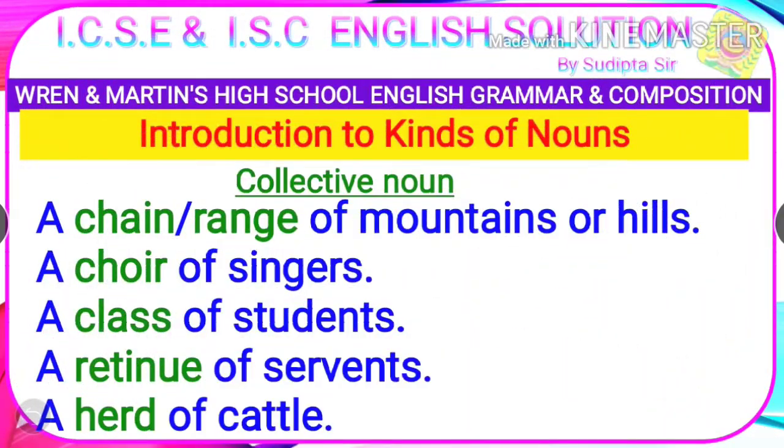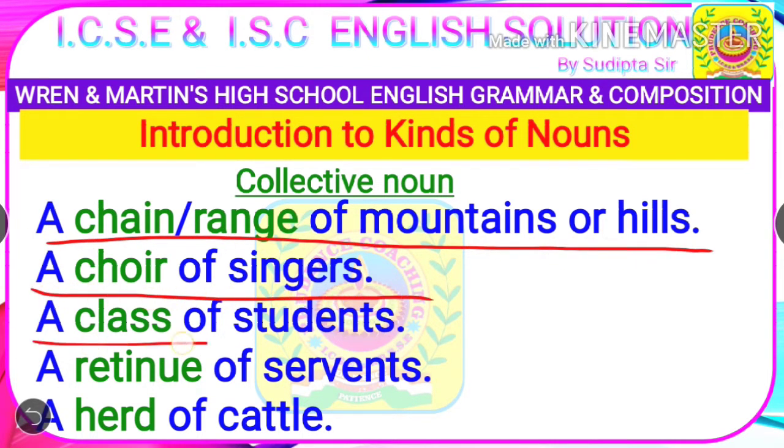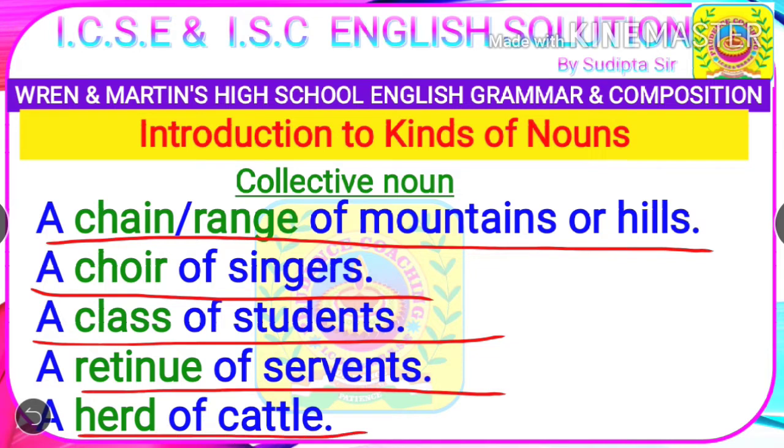Next, there are other examples like a chain or range of mountains or hills, a choir of singers, a class of students, a routine of servants, a herd of cattle. So these are some of the examples of collective nouns. There are so many collective nouns in this world. In the next video, we'll discuss this.